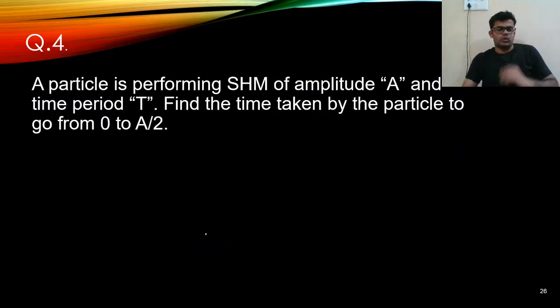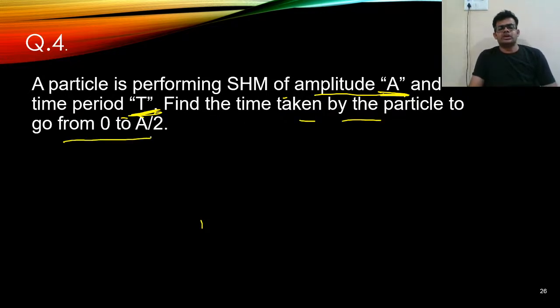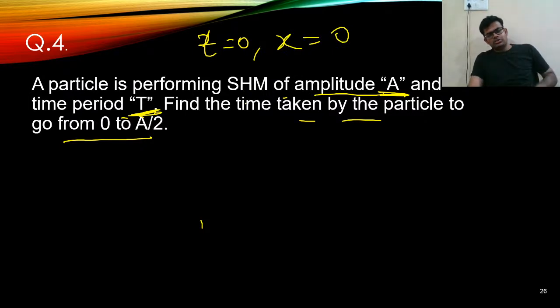Next, question number 4. A particle is performing simple harmonic motion of amplitude A. Amplitude is A and time period is capital T. Find the time taken by the particle to reach from 0 to A by 2. Let's say at t equals 0, the particle was at x equals 0.